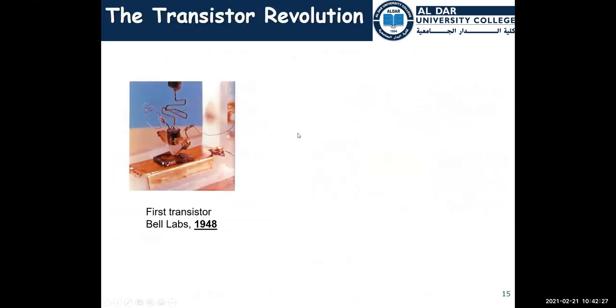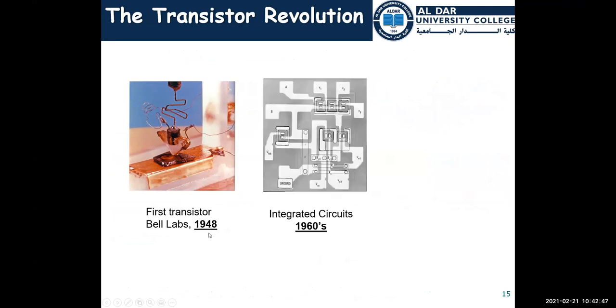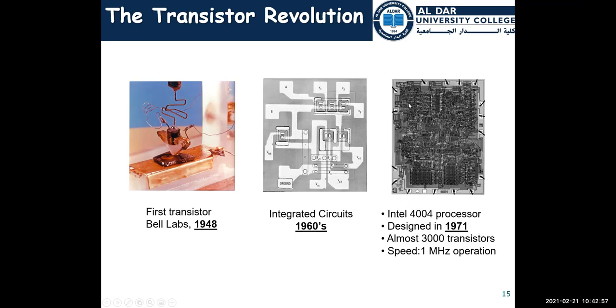Okay, now this is the first transistor in the Bell Labs. This is the shape of the first transistor here; the entire shape here is the transistor, and that was in 1948. And this is the integrated circuit, the first integrated circuit in the 1960s, and this is the Intel 4004 processor. This was also designed in 1971. Now you see, we can have a very small chip with millions of transistors.